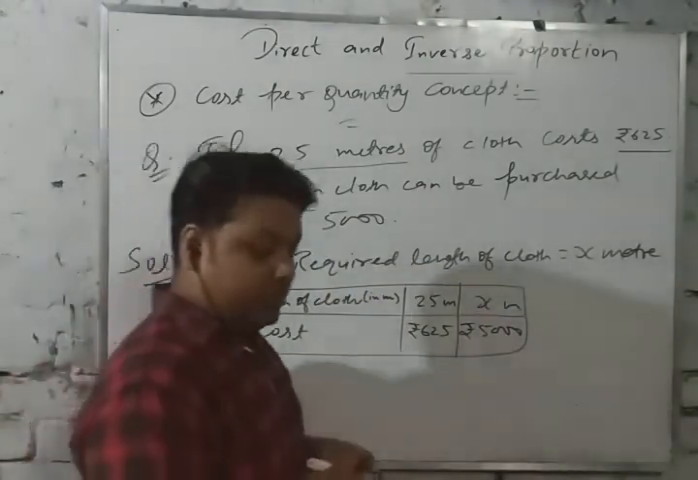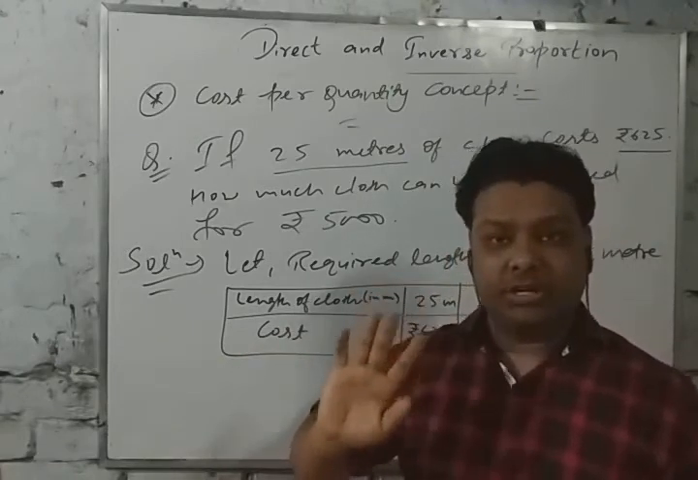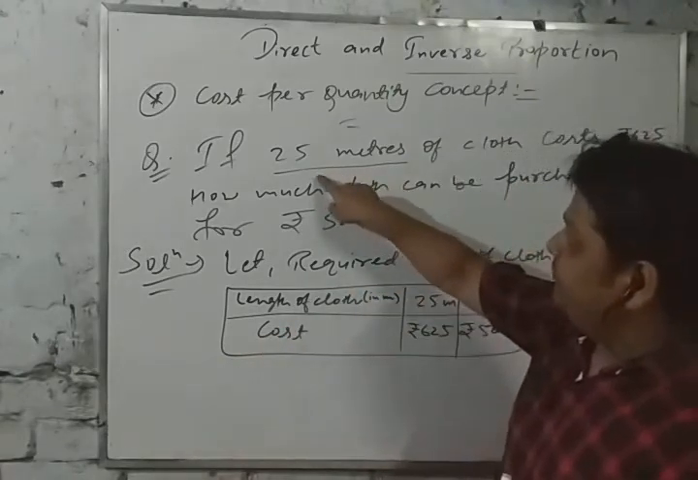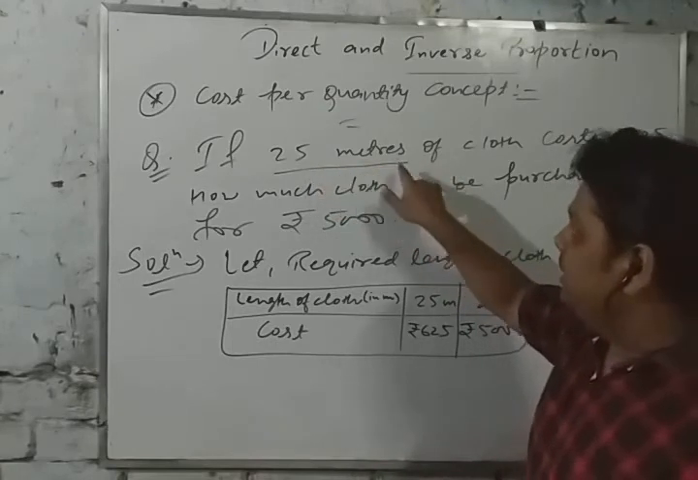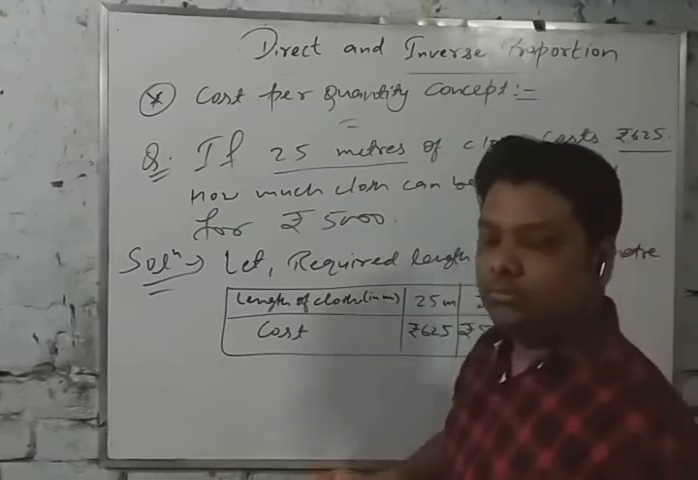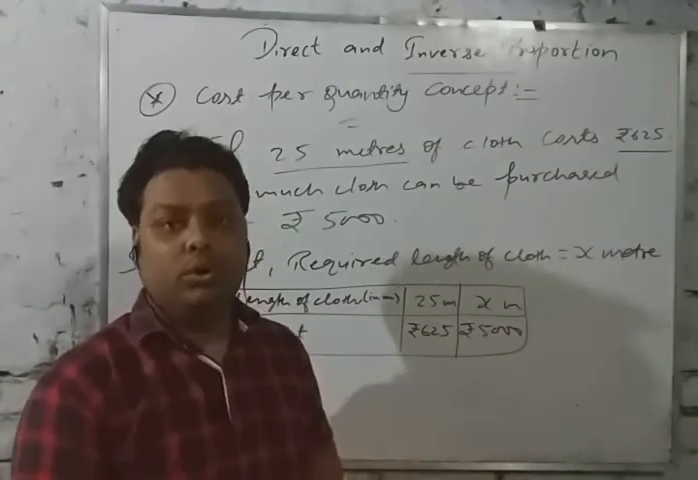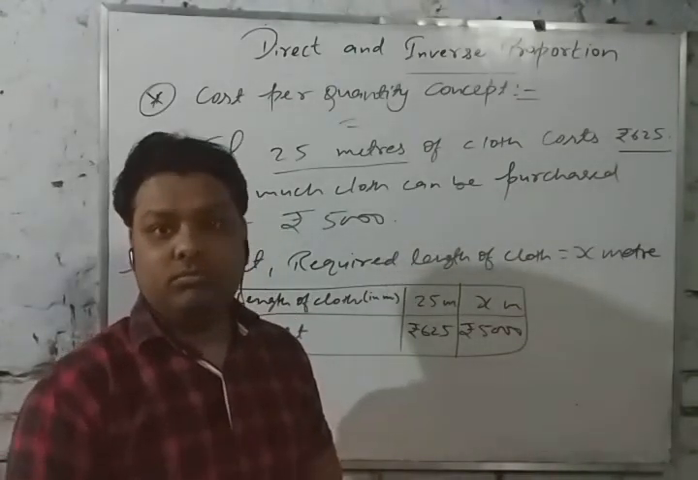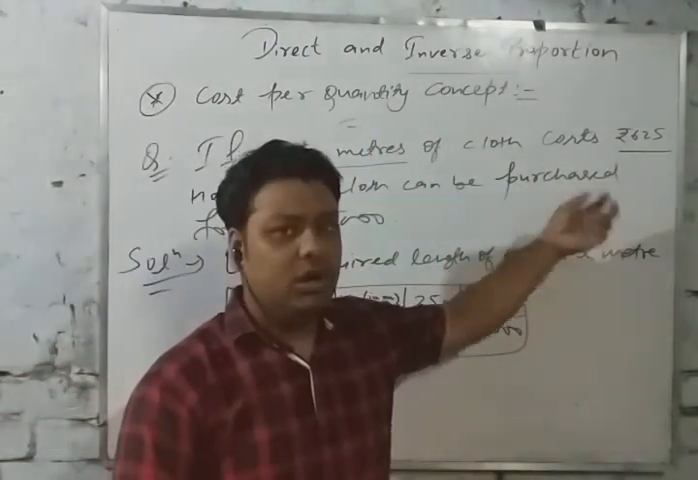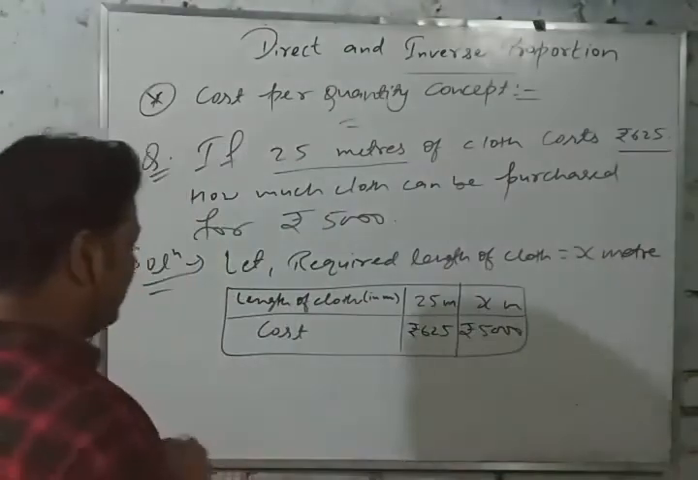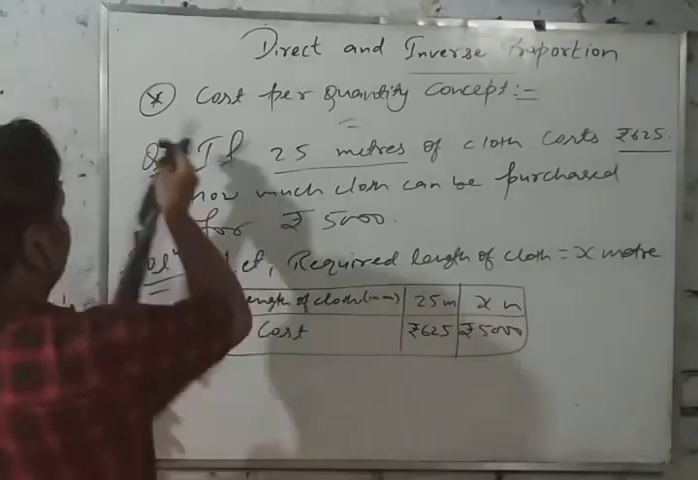Now let's move to the next, most important point: whether it is in direct proportion or inverse proportion. Let's see. If the quantity of cloth increases, then will the cost increase or decrease? It's clear. If we are purchasing more cloth, we have to pay more. Simple. That is, if the quantity increases, then the cost will also increase.